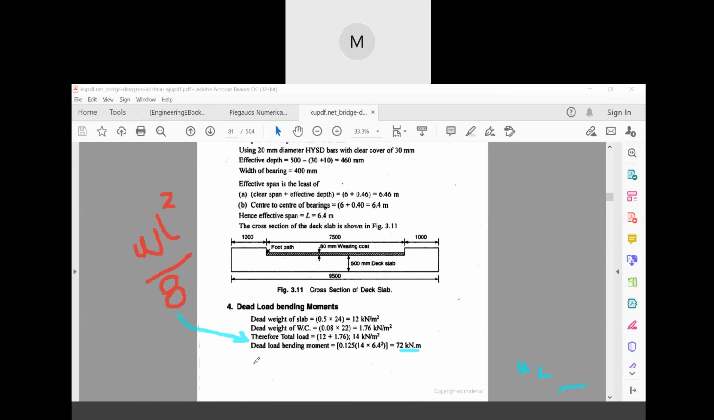I think the dead weight of slab is clear. After that, for the dead weight of wearing coat, this is the unit weight and this is the thickness of the wearing coat, 0.08 meter. The first one was for 500 mm and this was for 80 mm. Therefore, the total load will be this and this. Are you getting me up to this point? Please answer.